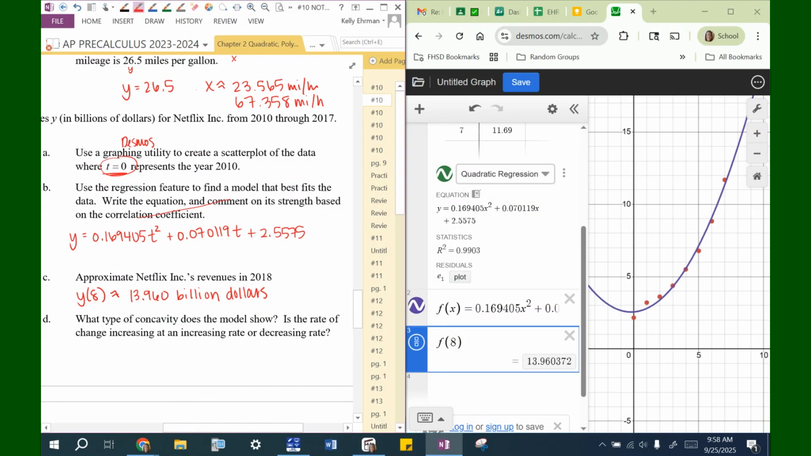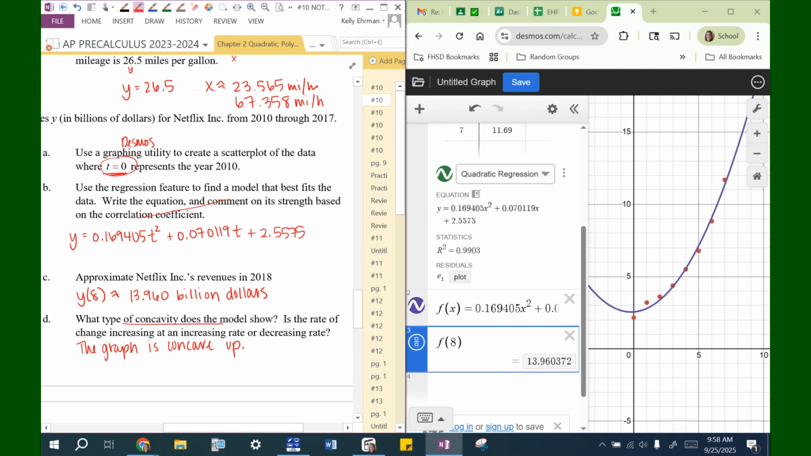What type of concavity does the model show? The model is the quadratic curve here. This is concave up. So the graph is concave up. Now, this is typed slightly different.